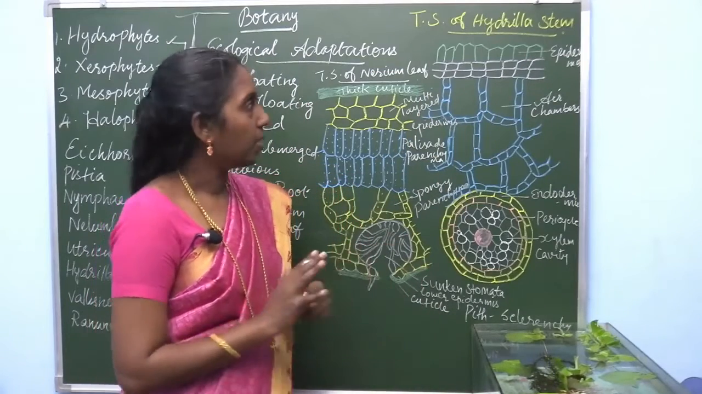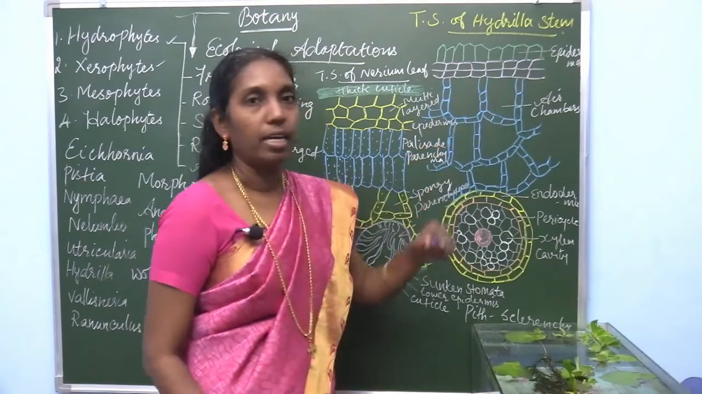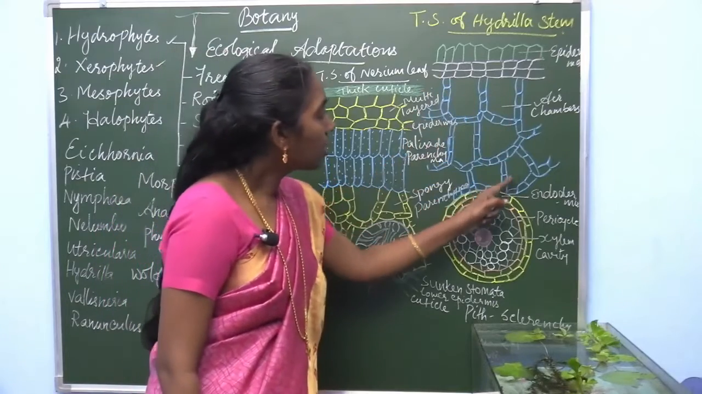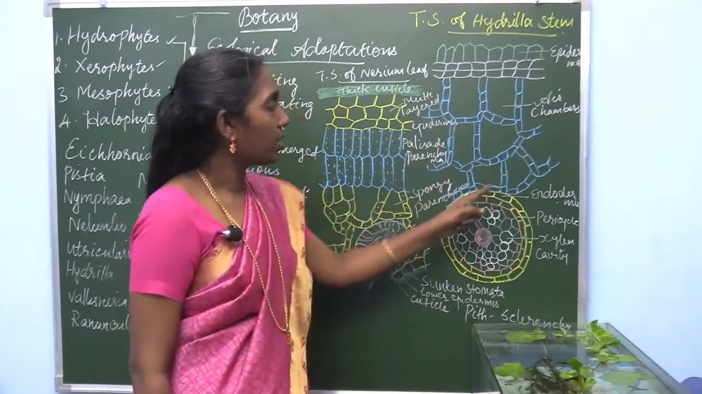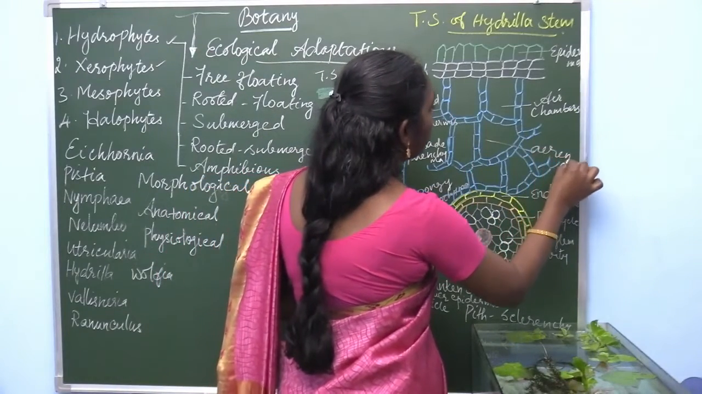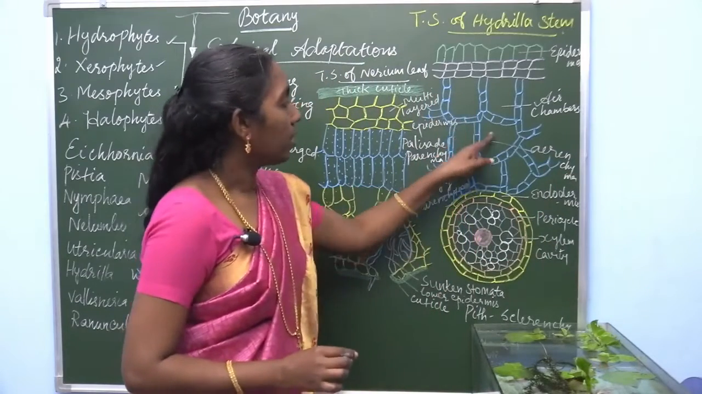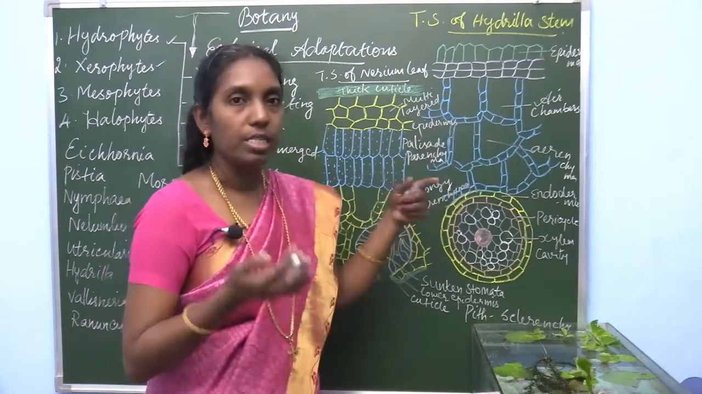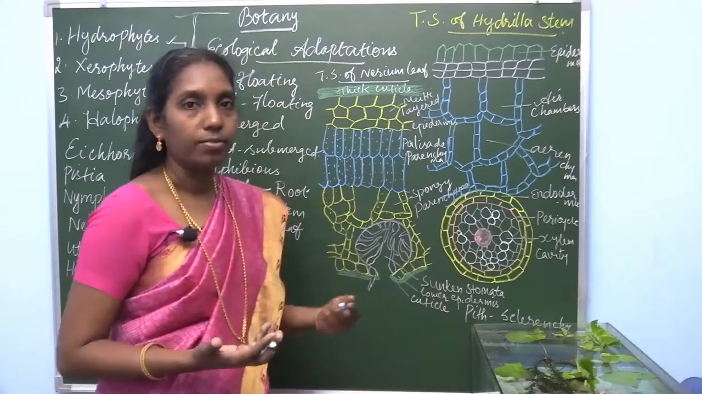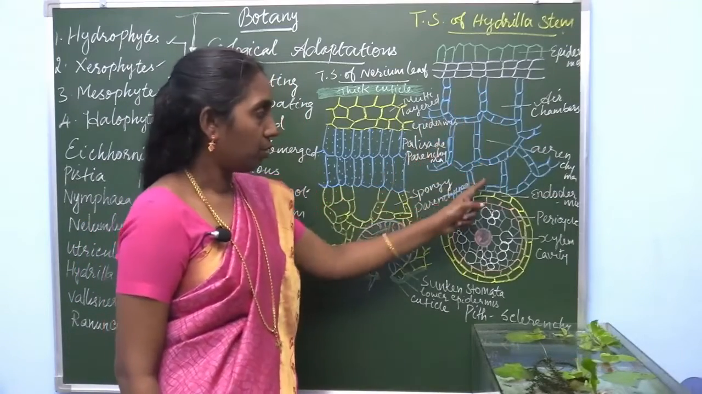Cuticle is absent, the epidermis is made up of a single layer, and the cortex is made up of parenchyma cells. Here are the air chambers. Due to the presence of these air chambers, the plant has buoyancy to float freely on the surface of water. So air chambers are one of the adaptations.